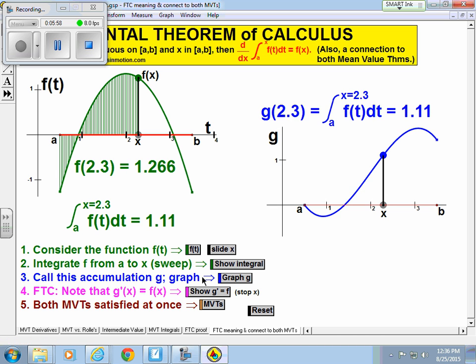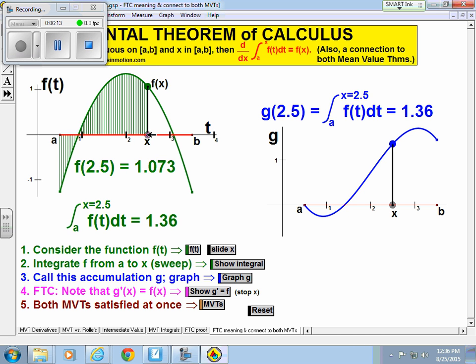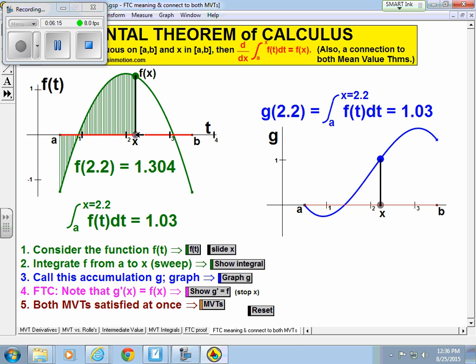So I'm going to name a new graph g of x. And that's the accumulation of this area. So as this area changes, see how the curve changes? So this is plotting the area. Does that make sense? Any questions so far? So this is plotting the y value being the area of that.